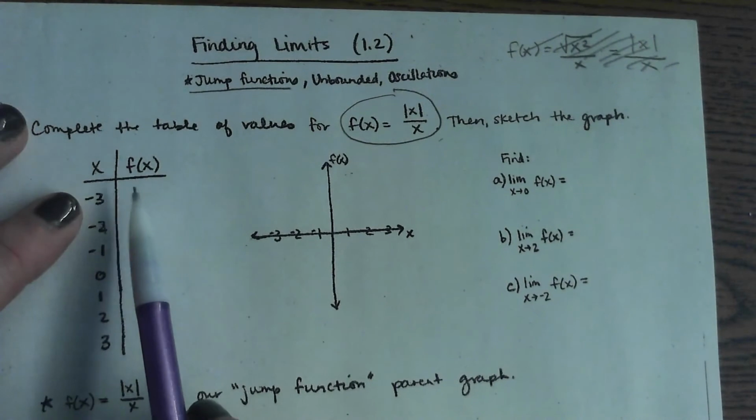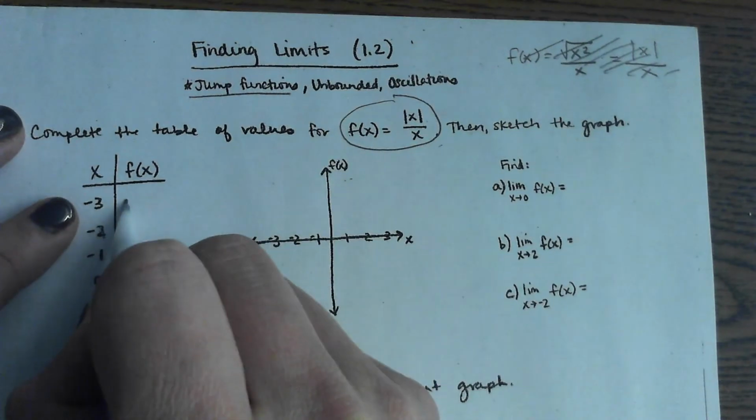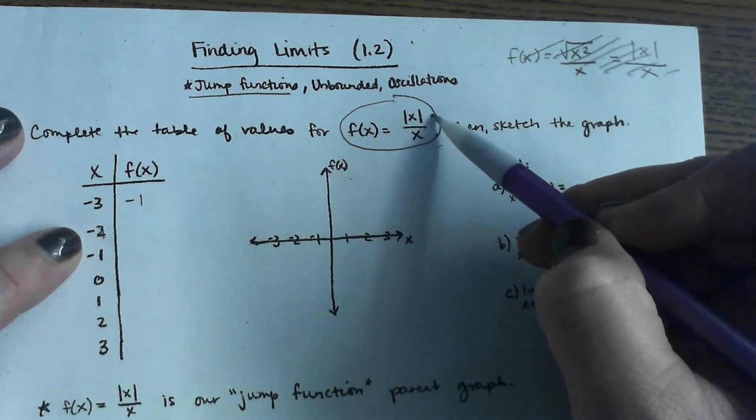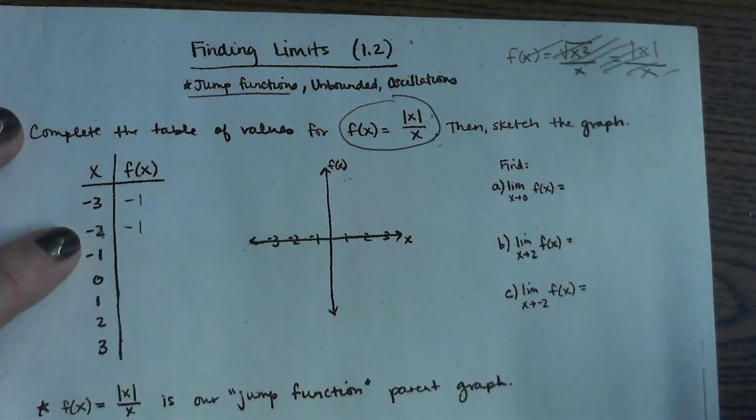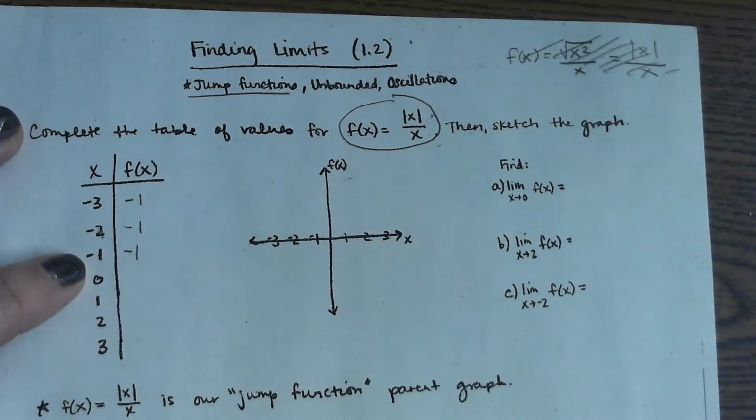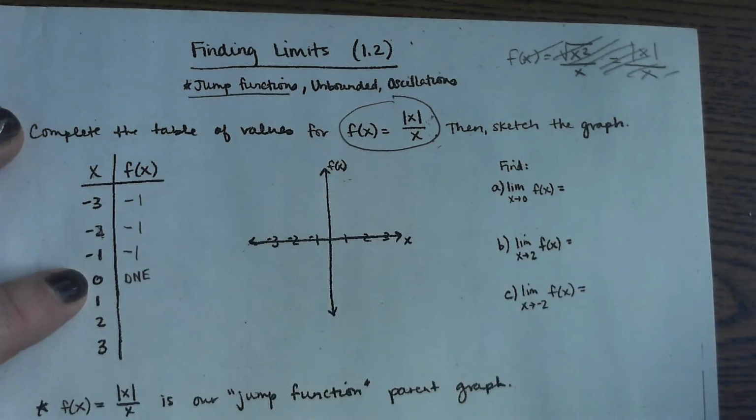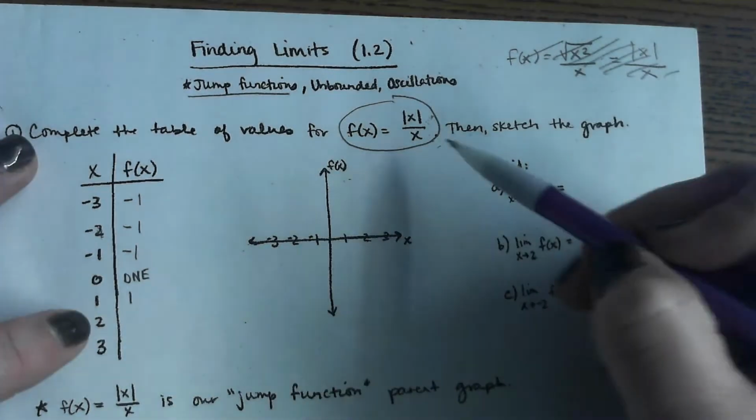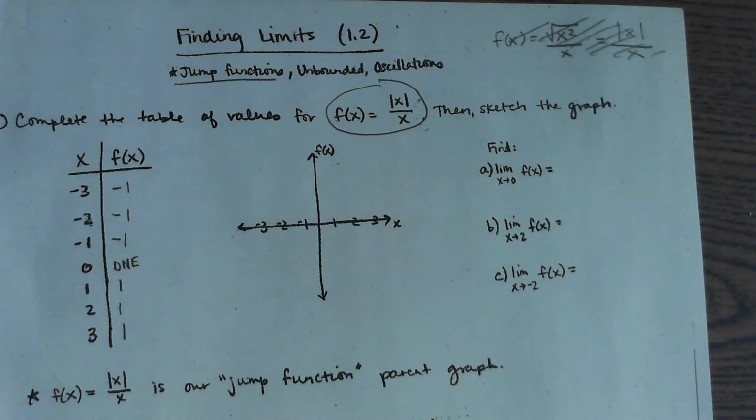So if we plug in -3, the numerator will be 3 over a denominator of -3, which will be what? -1. If I plug in a -2, the numerator will be 2 over -2 in the denominator, which will also be -1. If I plug in a -1, the numerator is 1 over the denominator of -1, which is also -1. 0 does not exist, right? If you plug in +1, you'll get 1 over 1, which is 1. You'll get 2 over 2, which is 1. You'll get 3 over 3, which is 1. It makes sense that all of these answers are 1, essentially, right?